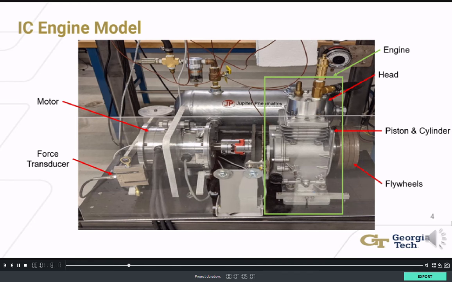The overview of the test system looks like this. The engine is in the green box. In the first week, we removed the head to minimize the effect of air. This will be attached in the second and third weeks. We used 1 flywheel and 4 flywheels in this test for comparison. A motor was used to rotate the engine, and a force transducer measures the motor's torque to the engine.